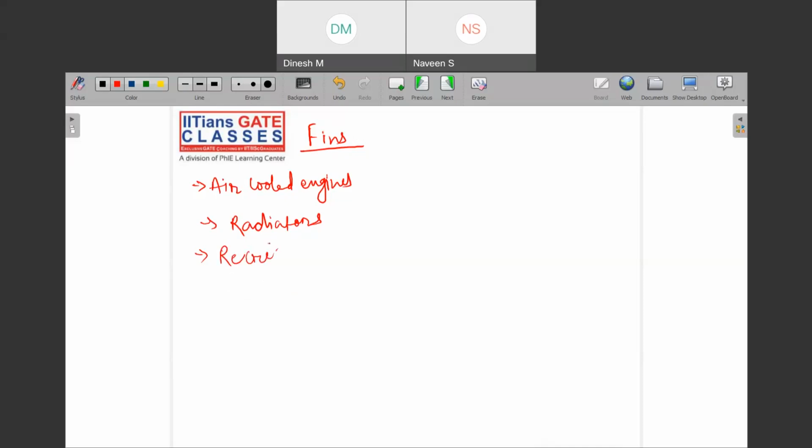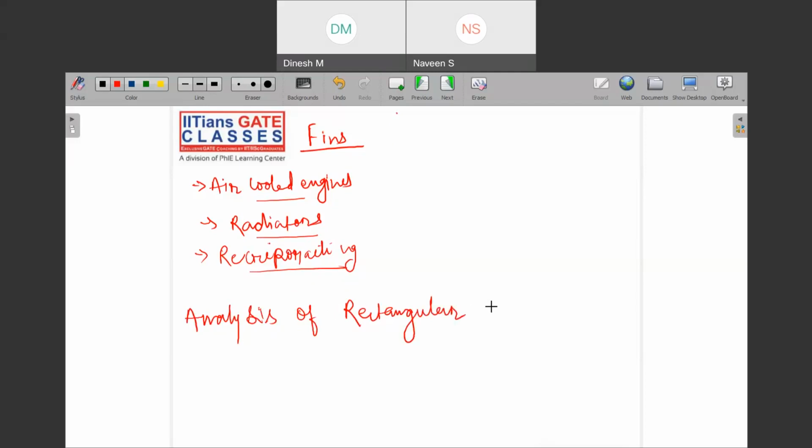Okay, so now one thing you have decided that, okay, extend the surface, then heat transfer would increase. Then my next question is that what is the amount which will get enhanced, right? So you will have to analyze those fins. So my next topic is analysis of fins, and more particularly rectangular fins.